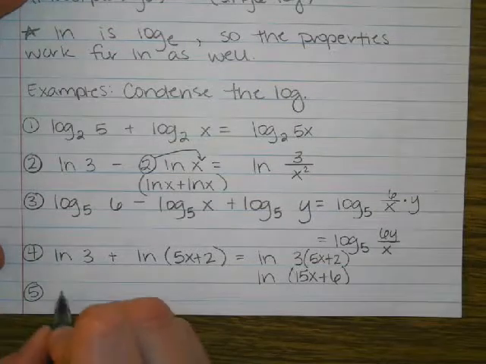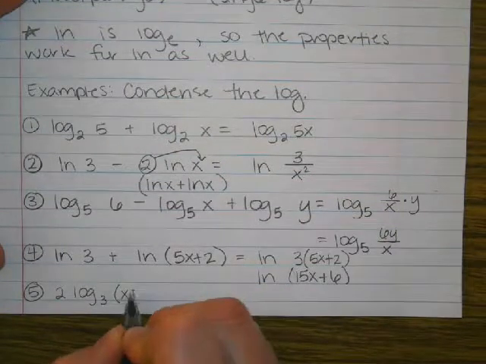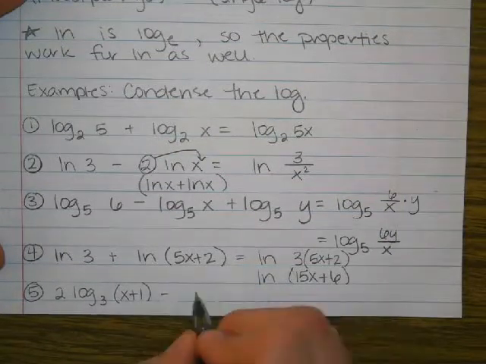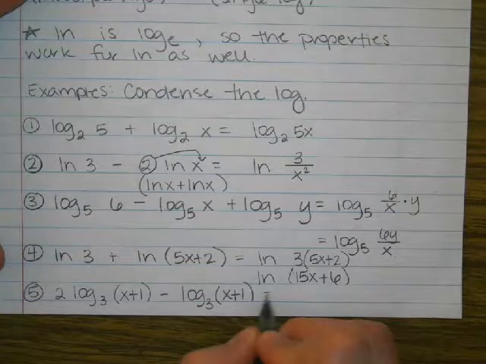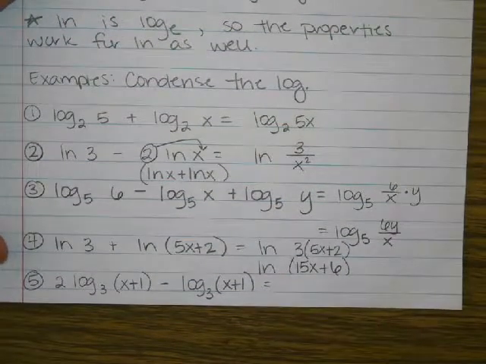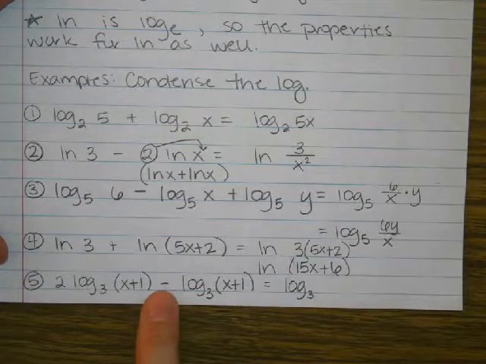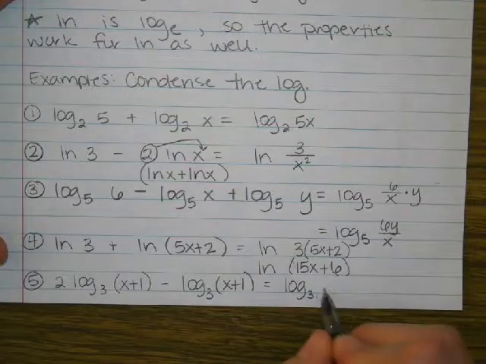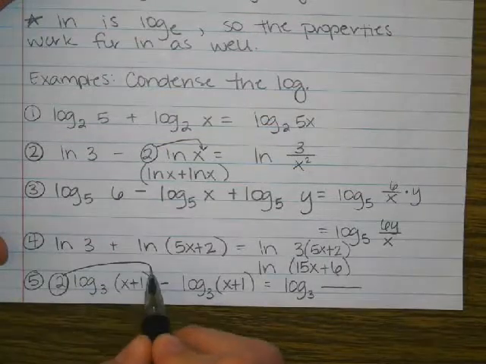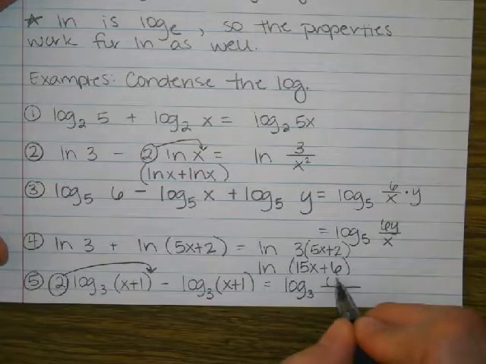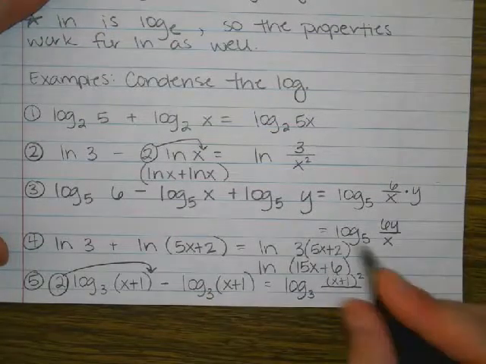So similarly, let's say we had 2 log base 3 of x plus 1 minus log base 3 of x plus 1. So we know our answer is going to have log base 3, just one of them. And this is a minus problem, so we know that we're dividing things. The 2 in the front means that there's 2 of these. So the top would be x plus 1 squared. The bottom would just be x plus 1.